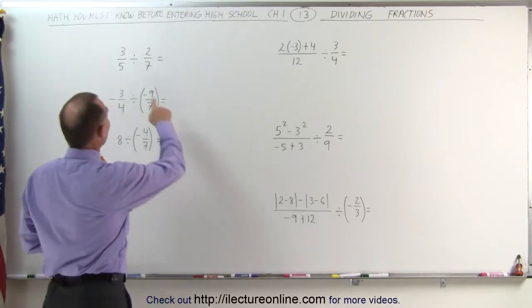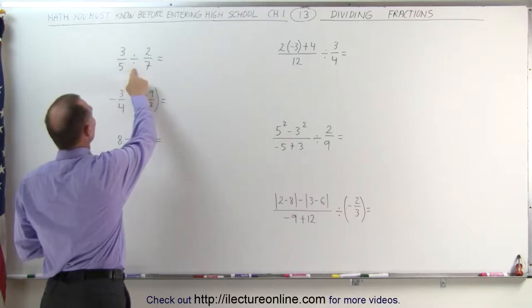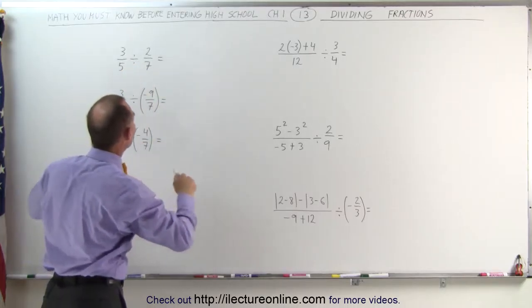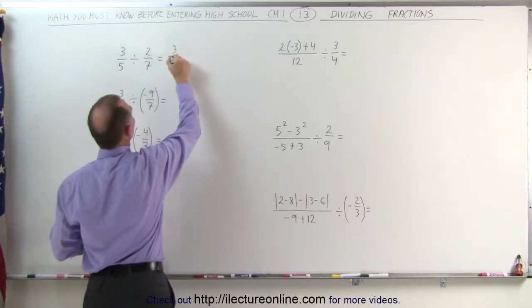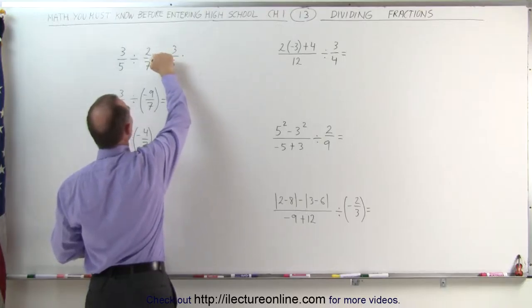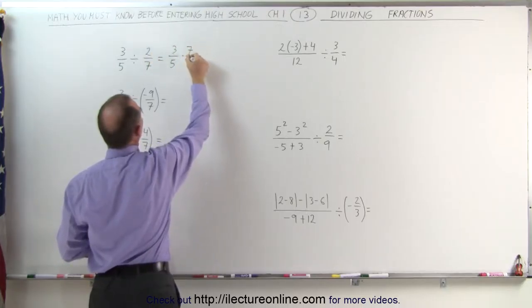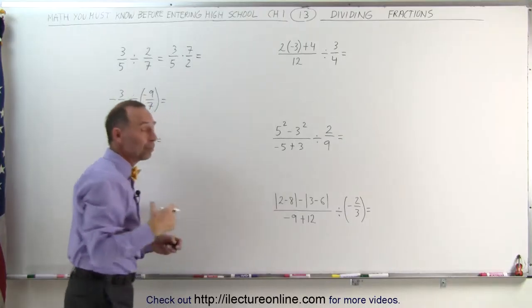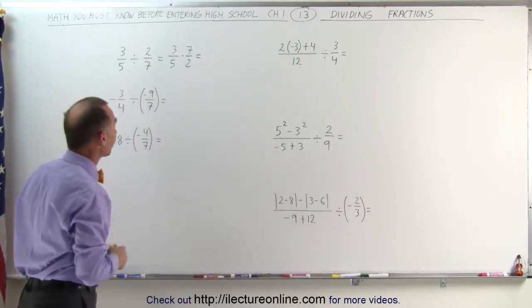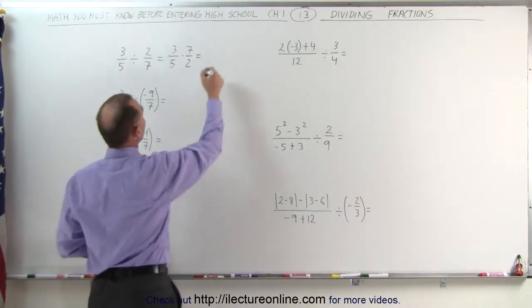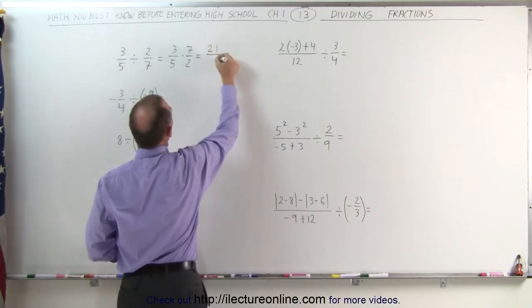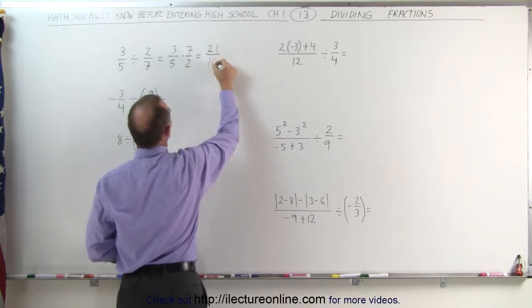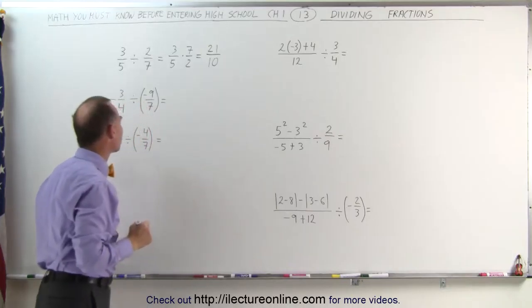For example, here we have the fraction 3/5 divided by 2/7. Well, that is the same as 3/5 multiplied times the inverse of this fraction, which is 7 divided by 2. Now we apply the same rules as the multiplication rules for fractions. We multiply the numerators together. 3 times 7 is 21. We multiply the denominators together. 5 times 2 is 10.